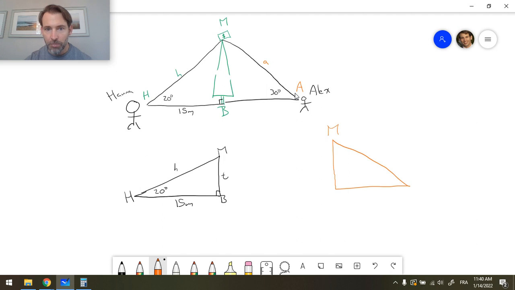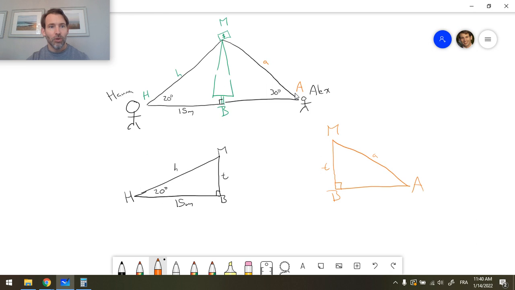So let's also draw the Alex triangle. This is corner M, corner B for the base of the tree, M for money, and A for Alex. This is our right angle, and this is height T for tree. Okay? And we want to know the length A, the little a that Alex needs to travel, and little h that Hannah needs to travel.